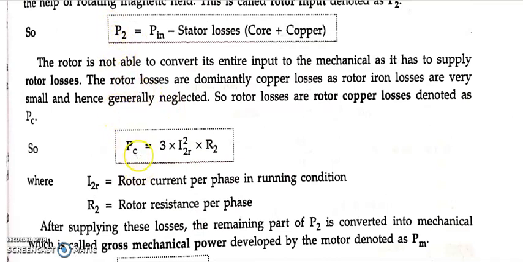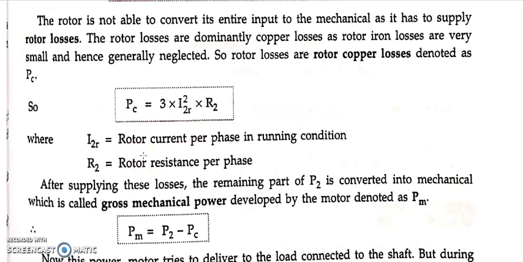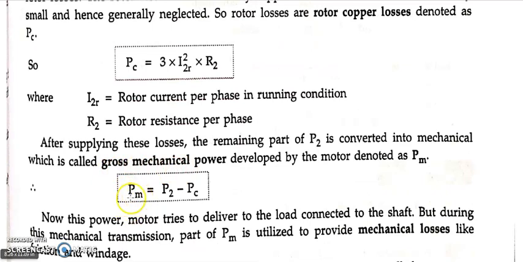So if I subtract PC from P2, then whatever power I get after subtracting will be generated as mechanical power. Whatever power remains is converted into mechanical power, and that power is called the gross mechanical power. You can see PM is equal to P2 minus PC, where P2 is the total input to the rotor and PC is the total copper loss in the rotor. So whatever power remains here is converted into gross mechanical power developed in the motor. It is called PM.